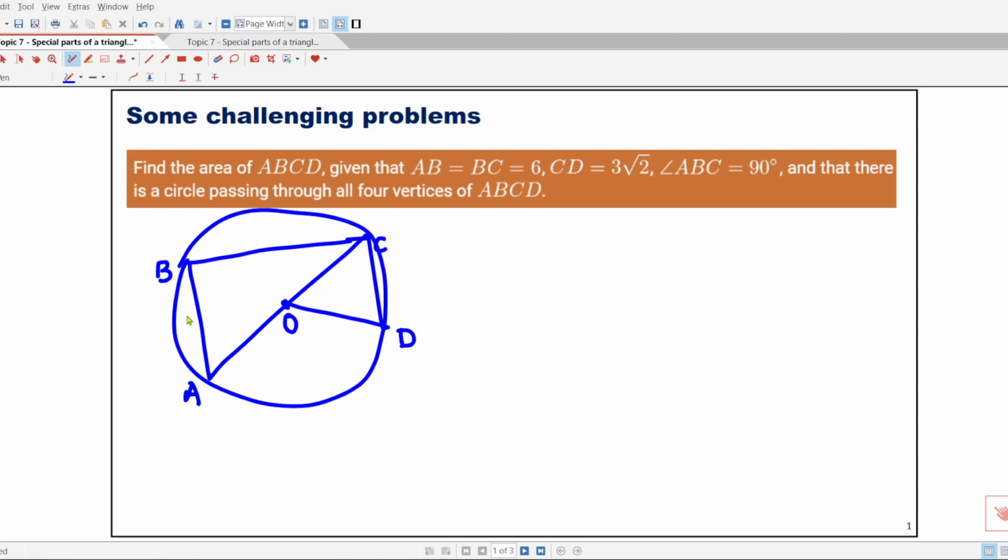And AB is 6, BC is also 6, so this triangle ABC is actually a right isosceles triangle, right? And CD, this length is 3 square root 2. And we need to find the area of ABCD. Okay, first of all, we know the area of triangle ABC, right? So as long as we can find the area of this triangle ACD, then we can use the area of ABC plus the area of ACD, right? To get the area of ABCD, right? So let's write, first of all, the area of triangle ABC is 1/2 of 6 and another 6, 2 legs, right? Which is 18.